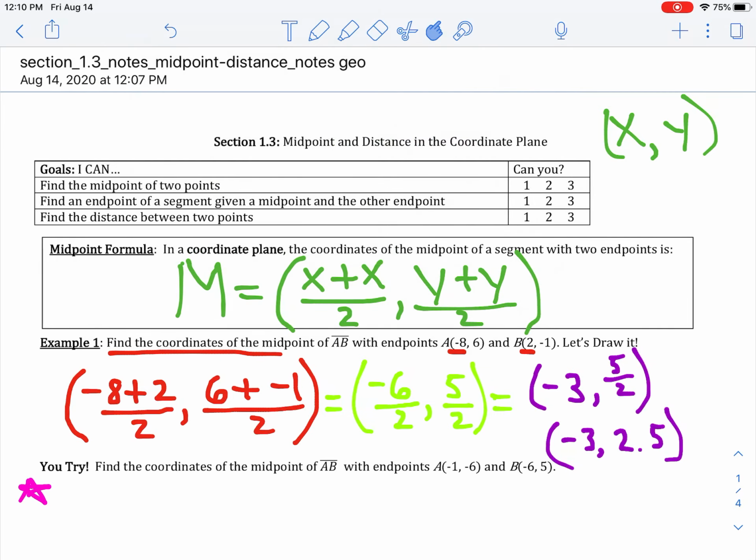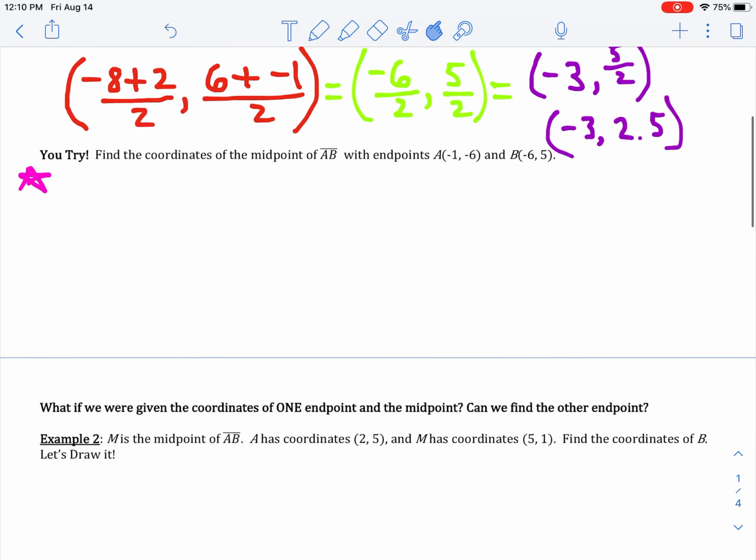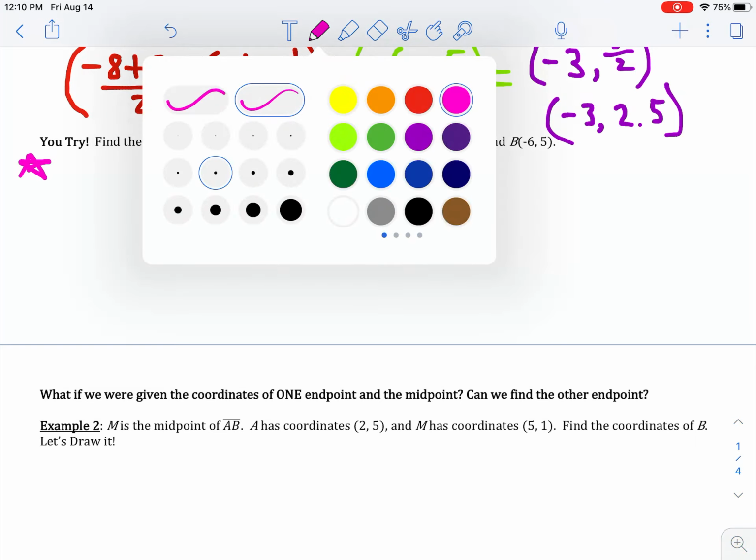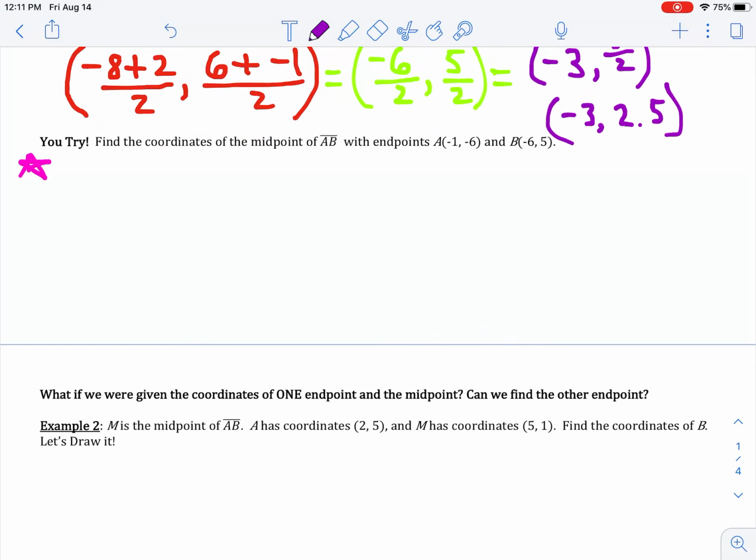Let's go ahead and move down to the next example, and let's talk about what happens if they ask the question slightly different. All right, so you'll notice, what if we were given one endpoint and the midpoint? Can we find the other endpoint? All right, so it's very important that you realize what the question is asking. For example, example 2 says M is the midpoint. So they're telling us what the midpoint is. They're already giving us that answer.